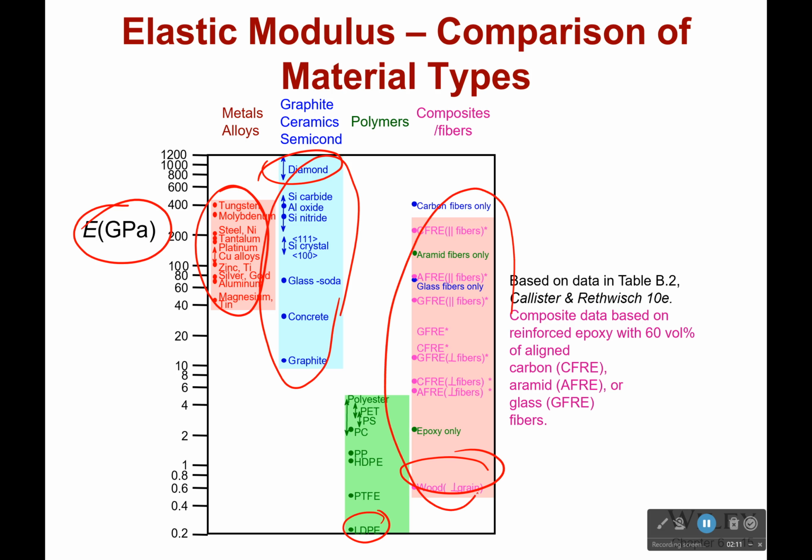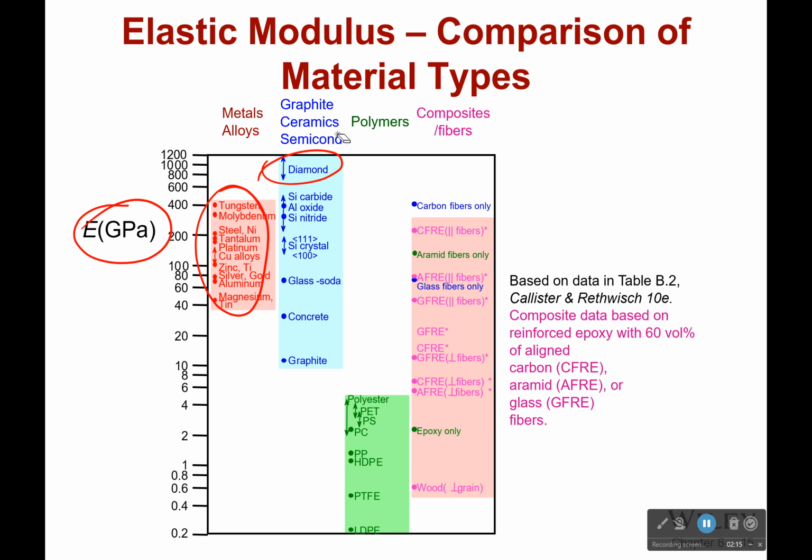Composites have the widest range because a composite material can take on the strengths and weaknesses of multiple materials. Depending on how we make it, it can be either flexible or inflexible. It just depends on what you put into it.